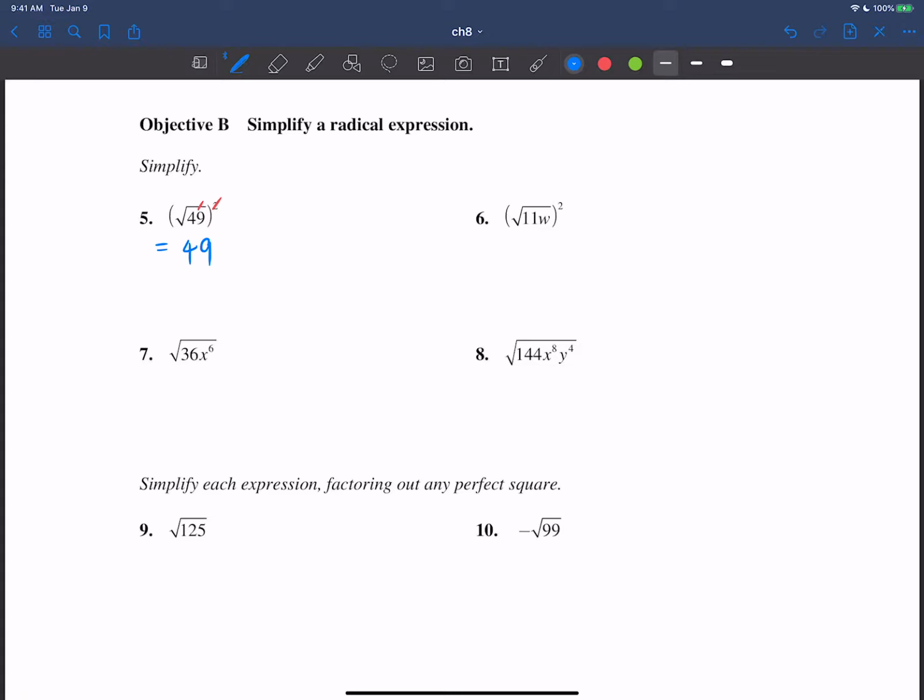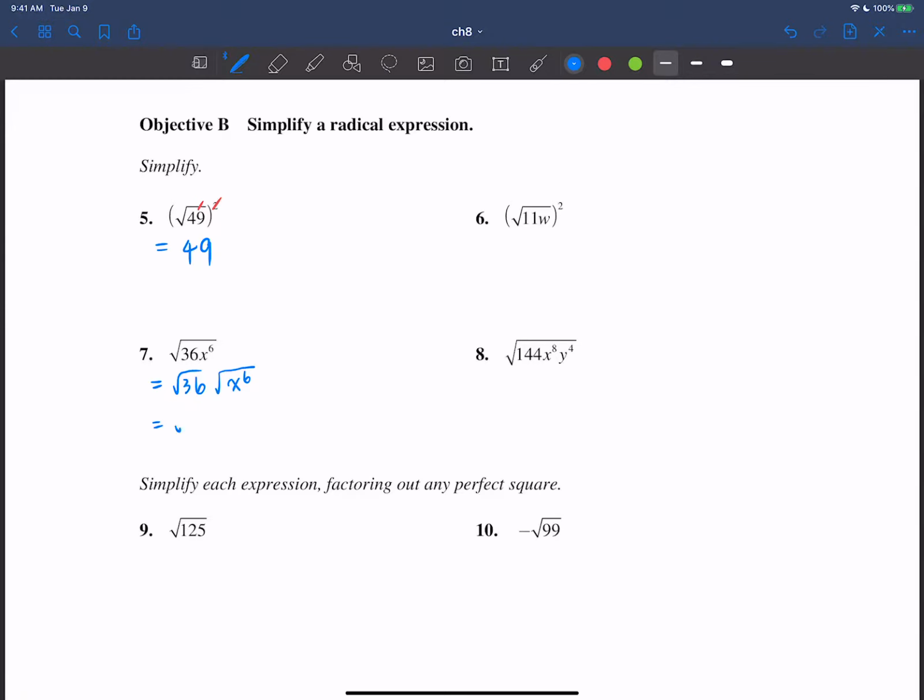Number 7. Square root of 36x to the 6. I always like to break my radicand and put them in different radical signs. We have the numerical part, we have the variable part. I like to break the variable part into separate radical signs as well in terms of different variables. We have numerical part 36, put them in radical sign. We have the radical x to the 6, putting another radical sign. And then you simplify them separately.